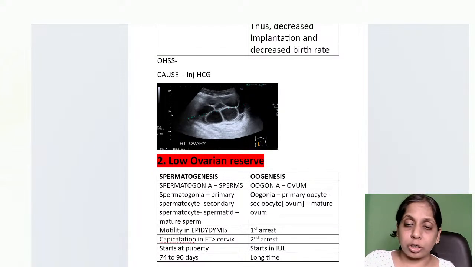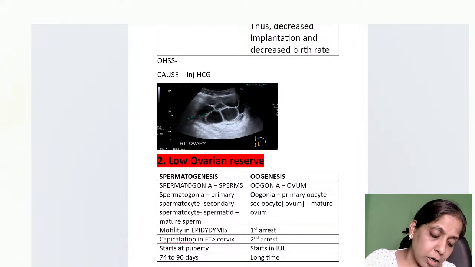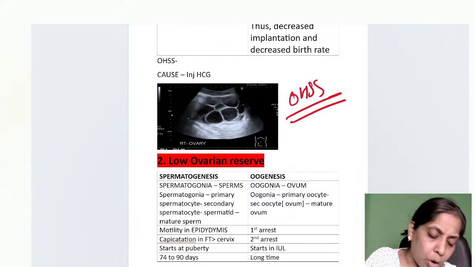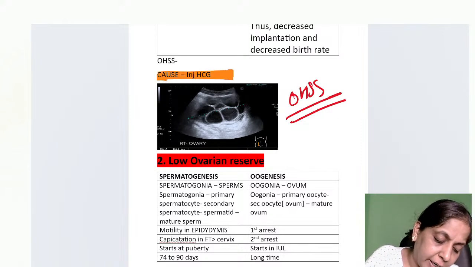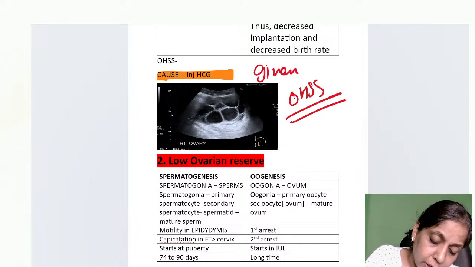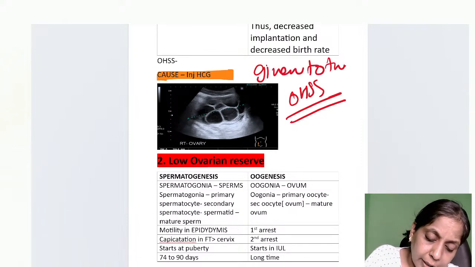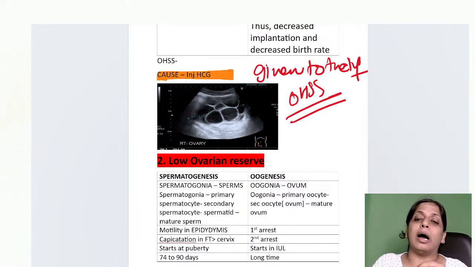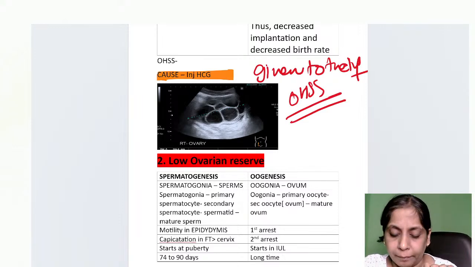This is a picture of OHSS. And here you can see the cause of OHSS is injection HCG, which is given to the infertility patient. The patients who are undergoing ovulation induction, they have this problem.